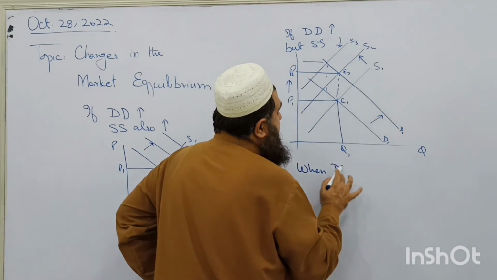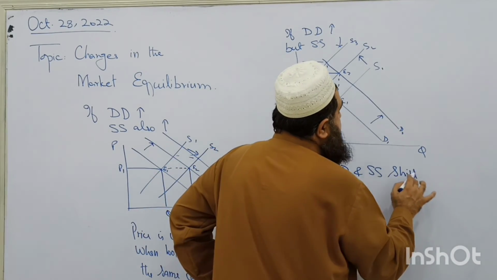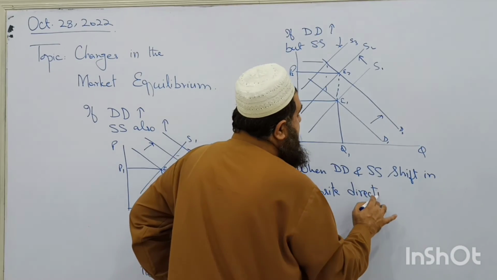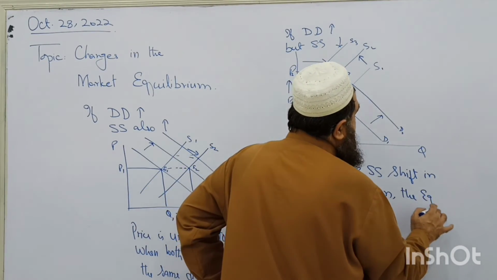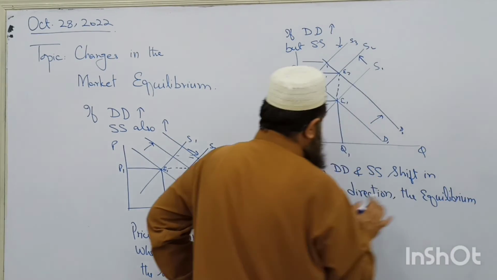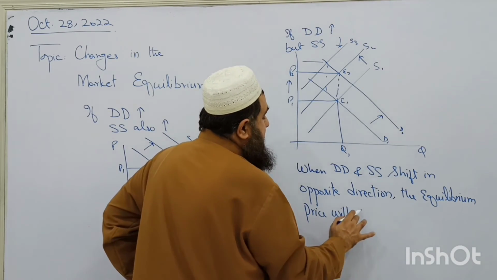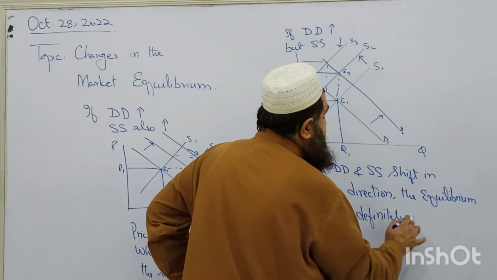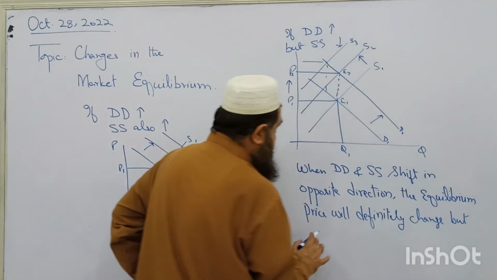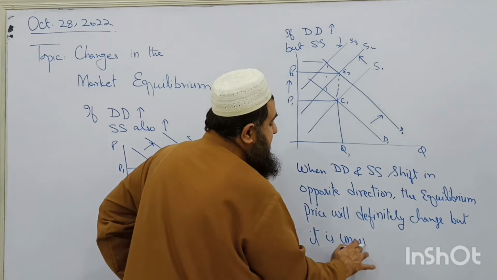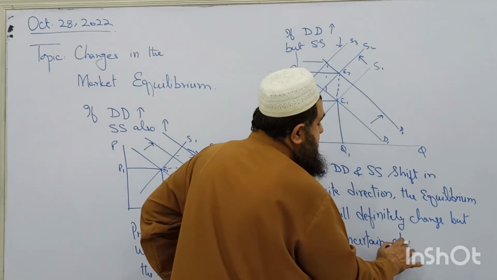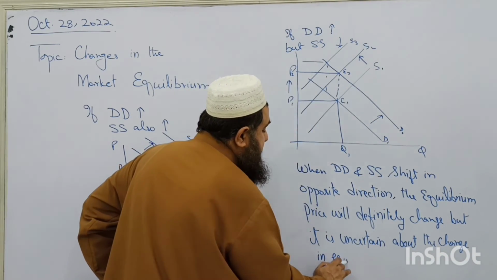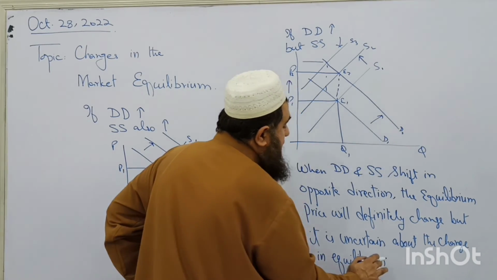When demand and supply shift in opposite directions, the equilibrium price will definitely change, but it is uncertain about the change in equilibrium quantity.